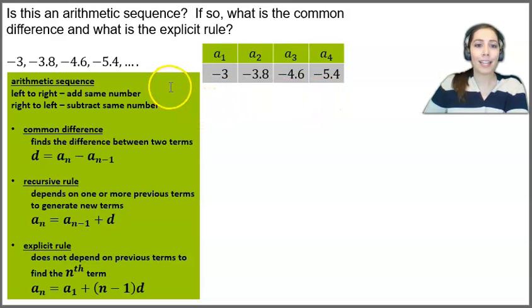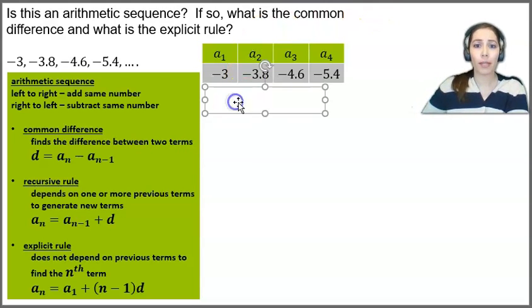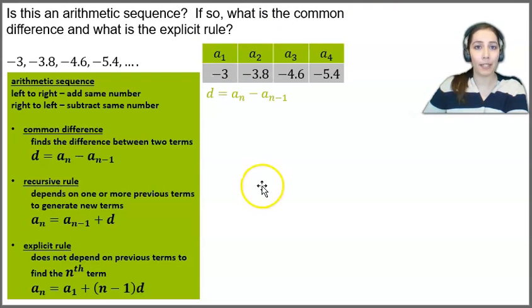Now, to determine if it's an arithmetic sequence, we can look and say, if from left to right I add the same number between each term, or if I go from right to left and subtract the same number, then it is an arithmetic sequence. But this is a little bit harder for me to just look at to see what I'm adding or subtracting between the terms. So I'm going to use the common difference formula. The common difference formula finds the difference between the two terms. So the common difference formula is d equals a sub n minus a sub n minus 1.